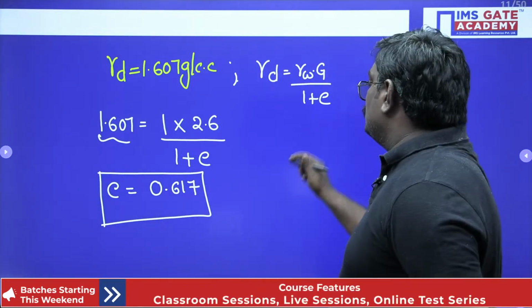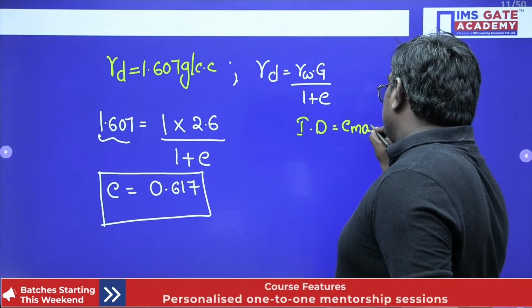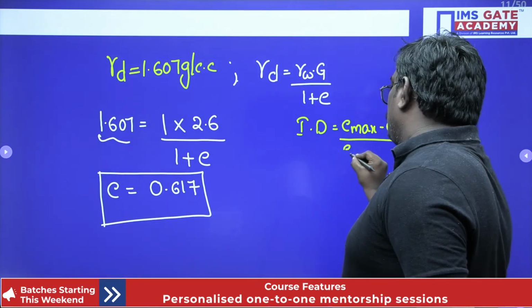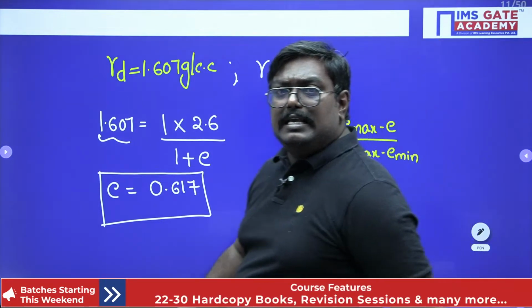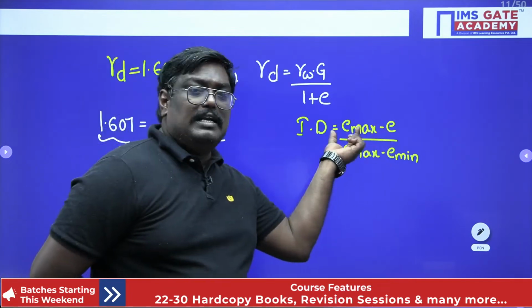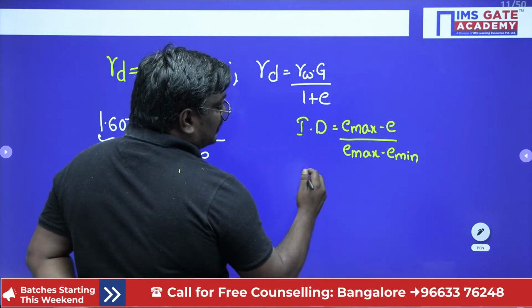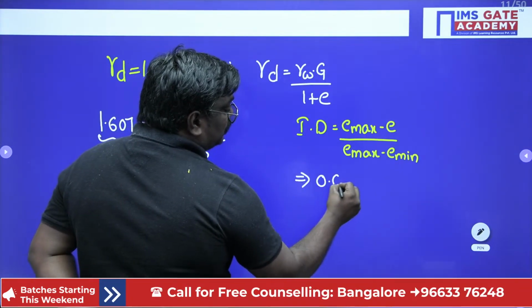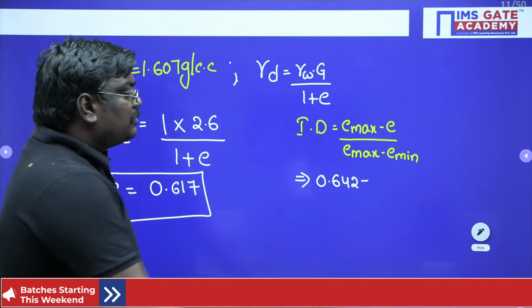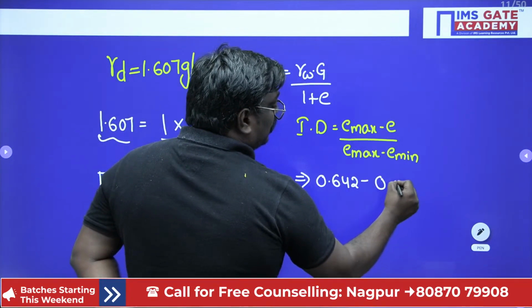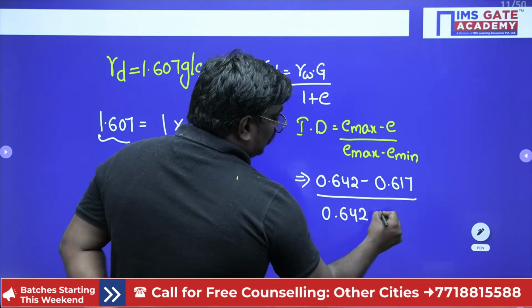No. They have asked you the relative density, that is ID is equal to E max minus E, the void ratio in natural state, upon E max minus E minimum, my dear students. Here what is E? E is nothing but the void ratio in the natural state. What is E max? Void ratio in the loosest state. So you know all these values. E max value is given as 0.642 minus, what is the void ratio in natural state? You have got it as 0.617, divided by 0.642 minus 0.462.